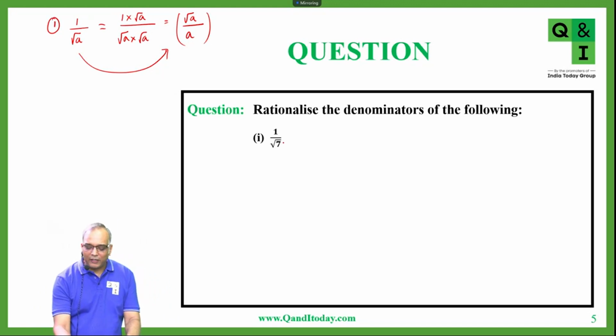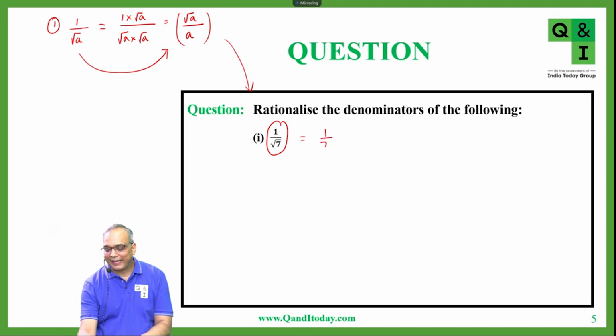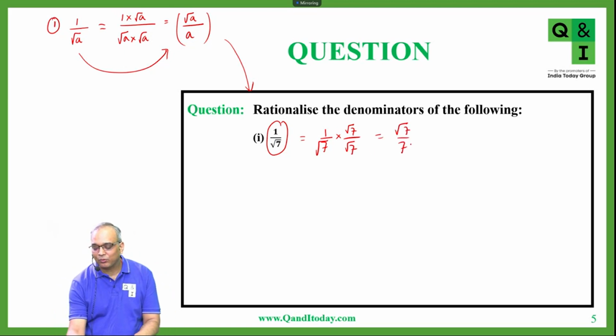Sir, if you attempt this question with the same concept which we have discussed, 1 by root 7 can be rationalized by multiplying both numerator and denominator by root 7. So this will give you root 7 over 7.